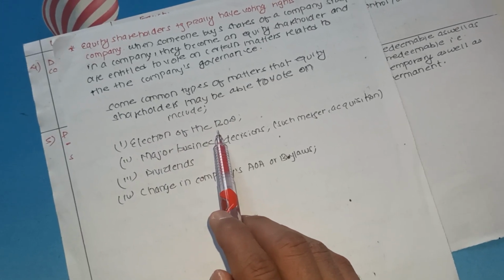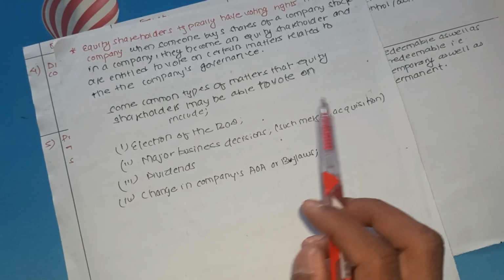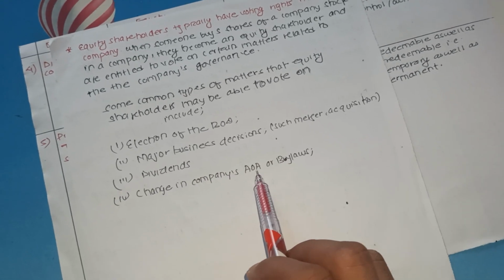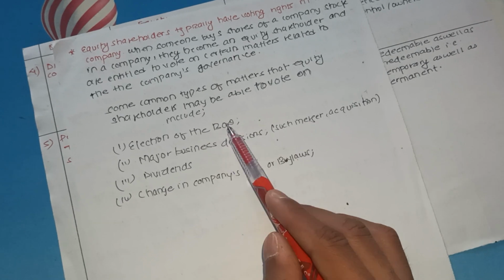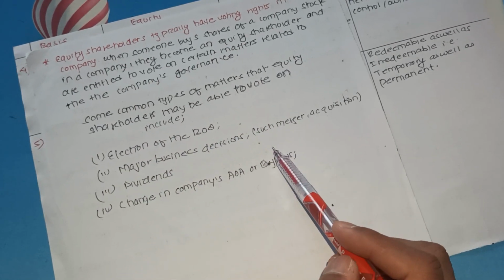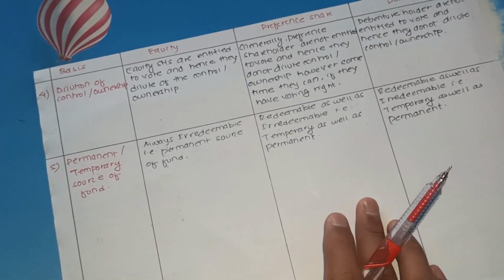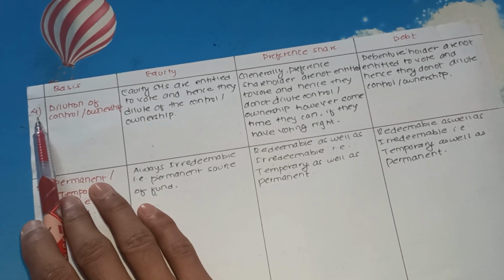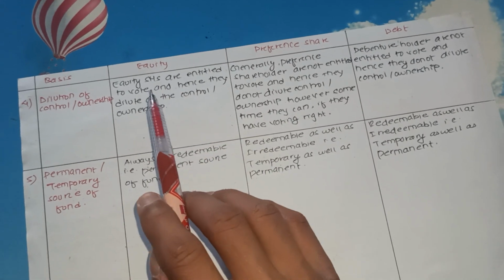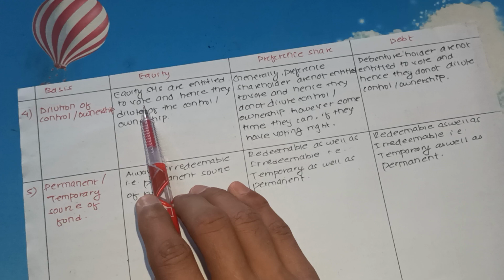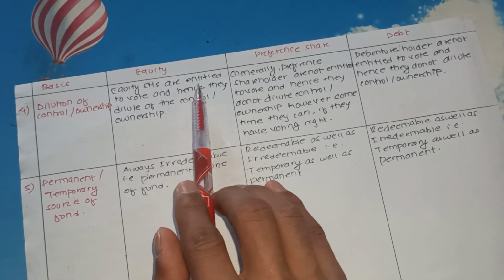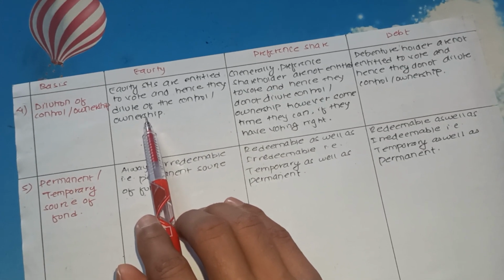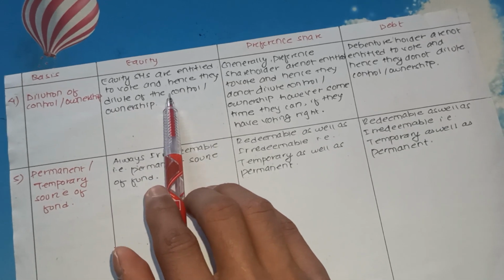election of the board of directors (BOD), major business decisions such as a merger or acquisition, dividends, and changes in the company's AOA, articles of association, or any bylaws. They have the voting rights to participate in the company's shareholder decisions. So why are we reading about dilution and voting rights? The same words are included in point number 4, dilution of control or ownership. Equity shareholders are entitled to vote as they are the shareholders, and hence they dilute the control or ownership. I think you have understood now what this sentence meant.